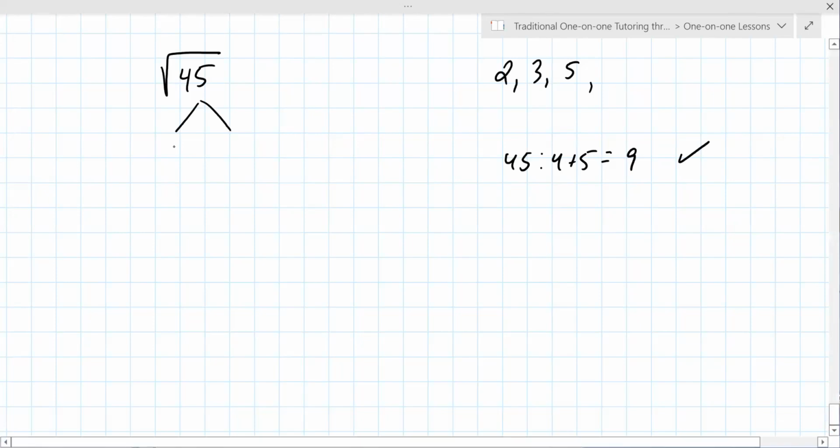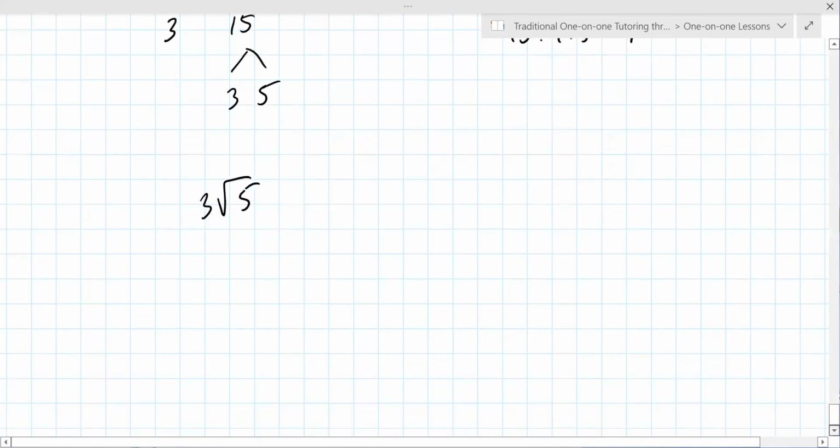3 times the square root of 5. Good. Yeah, 3 root 5. Good. Okay, all right. Let's do another one here. Let's do the square root of 200. Let's have you try that one.